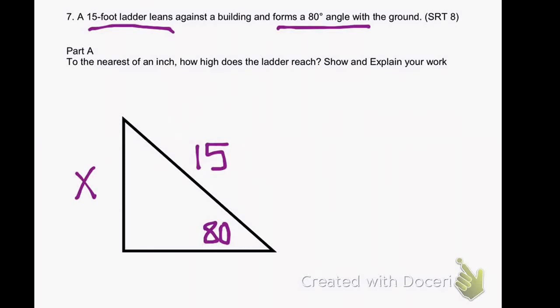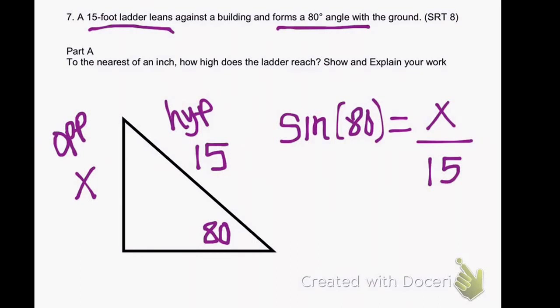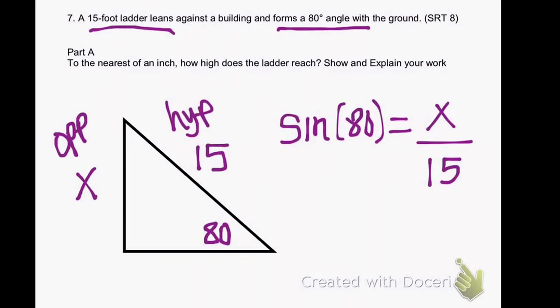You're going to compare the opposite side and the hypotenuse. So that's going to use your sine function. And remember, theta is 80. So that's going to give you opposite over hypotenuse. Make it a proportion and cross multiply to get your answer.